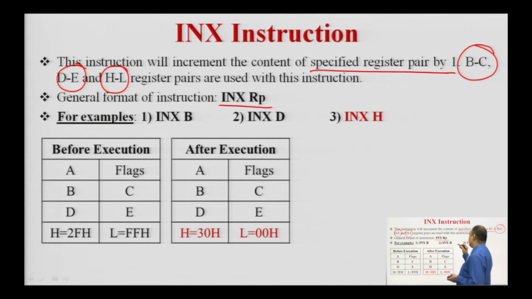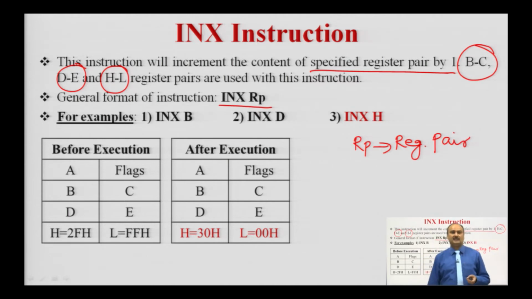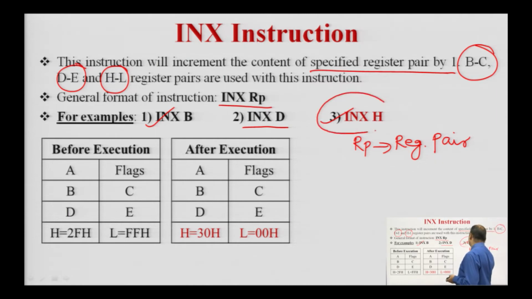Here the RP specifies the register pair. In place of RP we can use any register pair, that is BC, DE or HL register pair. The examples are INX B, where the BC register pair is used, INX D, where the DE register pair is used, and INX H, where the HL register pair is used. Here I am taking the example of the instruction INX H.